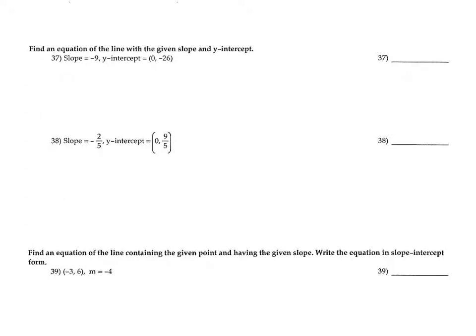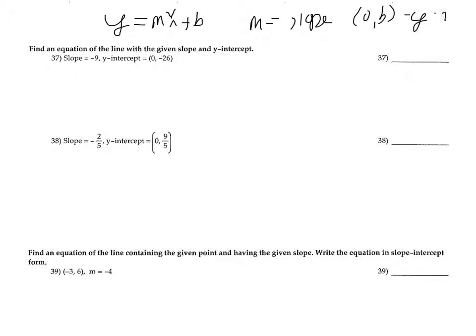Here we're going to be finding the equations of lines given different characteristics, and that'll probably be true for the next couple pages that I'm doing in here. So remember that we're always using y equals mx plus b. That is the equation form of the line that we're going to be using, where m is the slope and (0, b) is the y-intercept. Okay, so b is the y-coordinate of the y-intercept, and m is the slope.